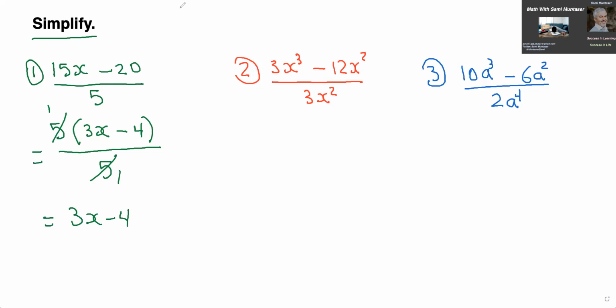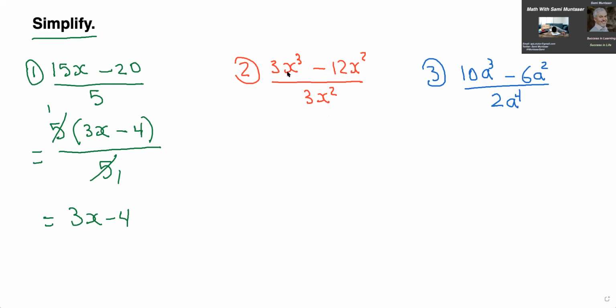Okay, how about the second one? In different colors. So this one here, the same thing. So I'm going to take out, again, you could say, oh, 3x cubed divided by 3x squared gives me x, and then minus 12x squared divided by 3x squared gives me 4. I don't advise you to do it that way. That's why we teach you greatest common factor.